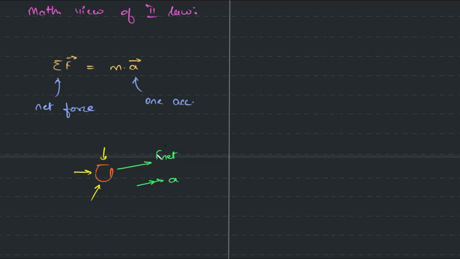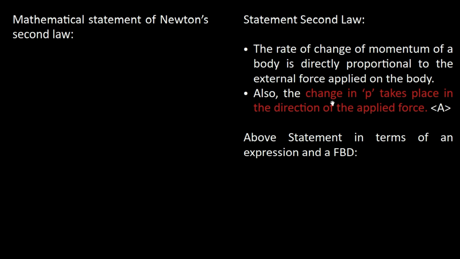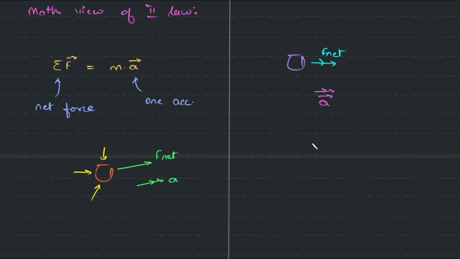That is, if we happen to have an object whose net force is to the right, our acceleration will be in that way, and also here we can see the statement: the change in momentum takes place in the direction of applied force. So the change in momentum will also be pointing towards the direction of the force.